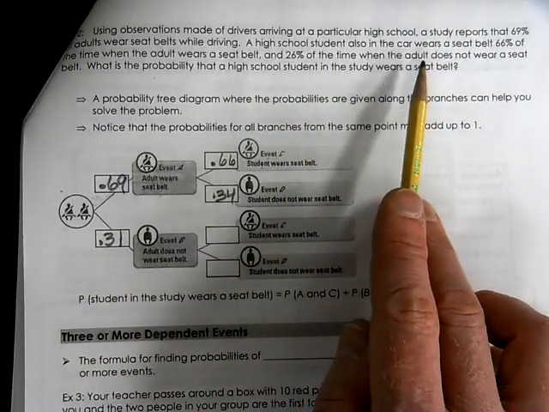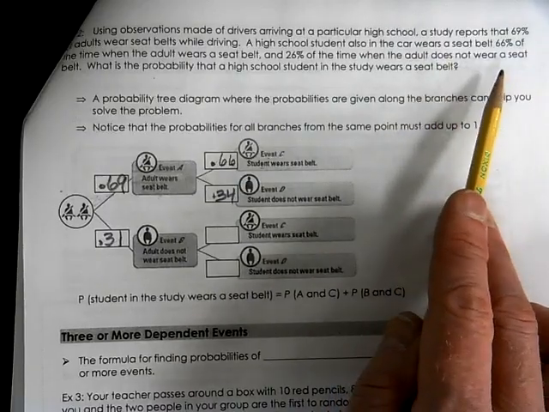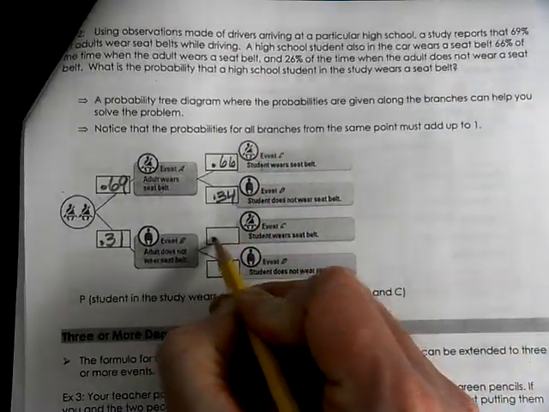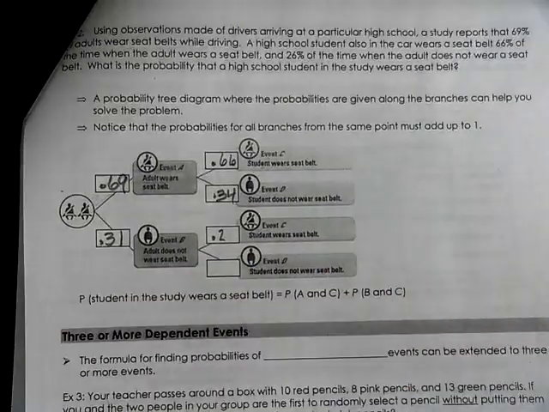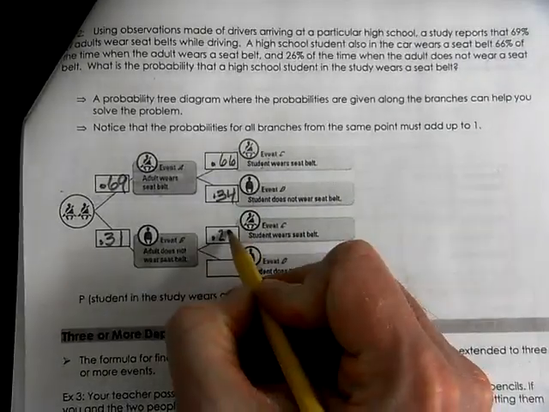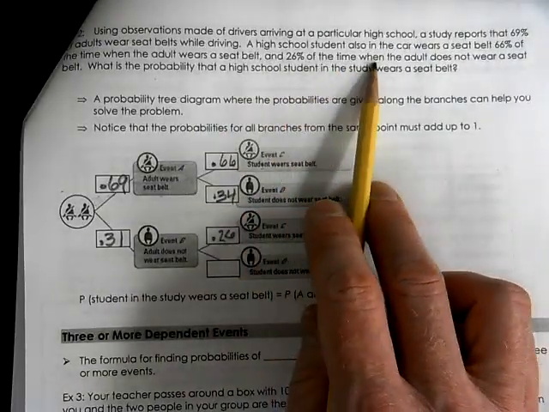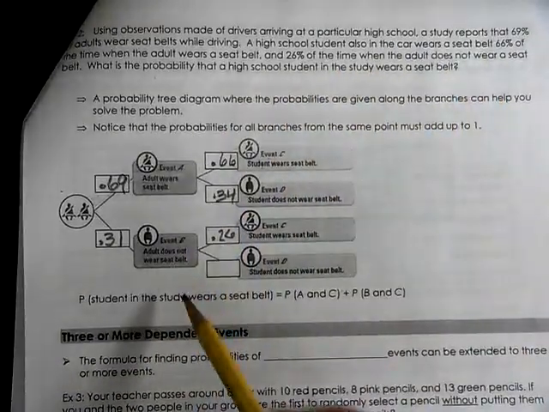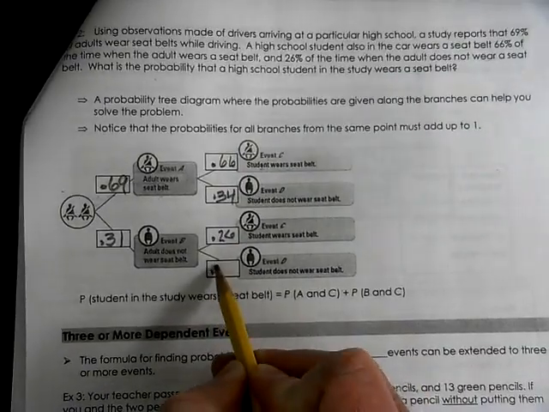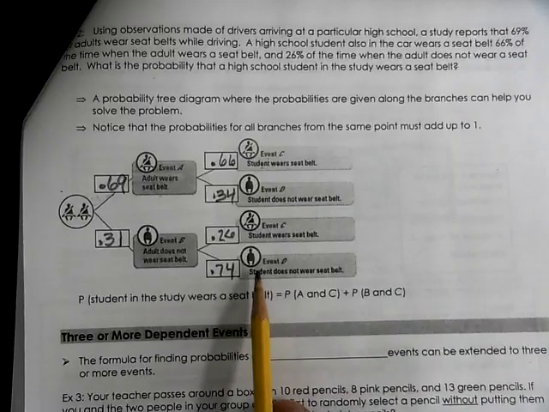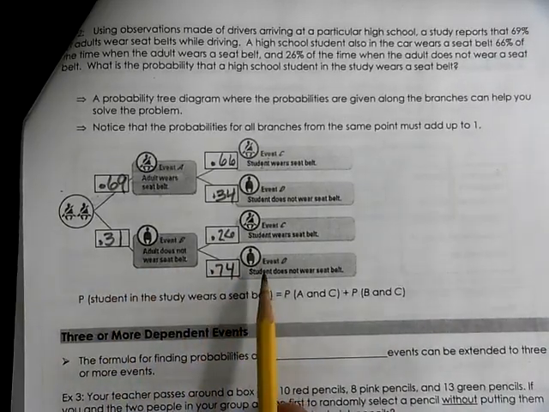26% of the time, when an adult does not wear the seatbelt, the kid does. So 20, did I read that right? 26, there it is. And 26% of the time when the adult does not. So we get 74% of the time they're not wearing it when the adult is not wearing it.